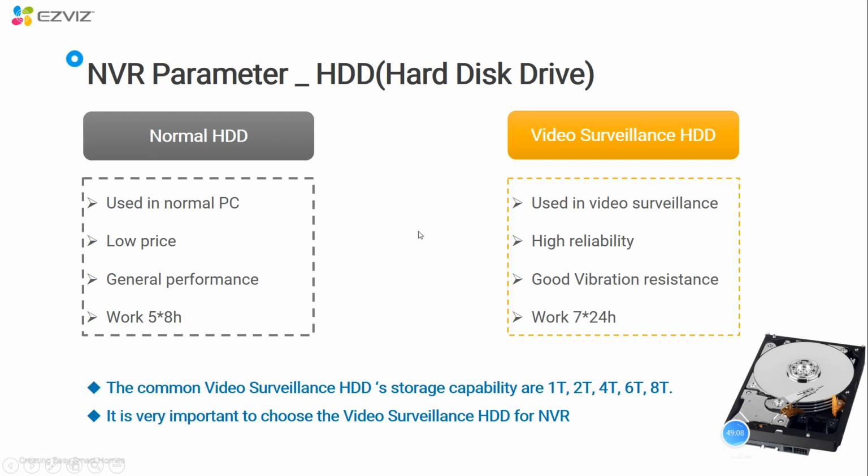However, the video surveillance HDD is normally used in video surveillance. It supports higher reliability and good vibration resistance, and it can work the whole day, all week. The common video surveillance HDD storage capacities are 1 terabyte, 2 terabytes, 4 terabytes, 6 terabytes, and 8 terabytes. It is very important to choose the video surveillance HDD for the NVR.